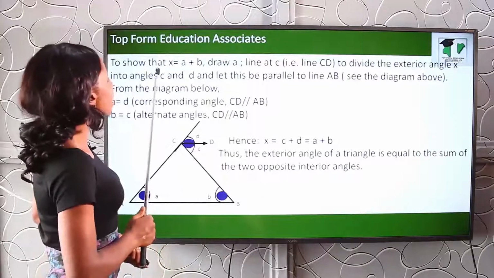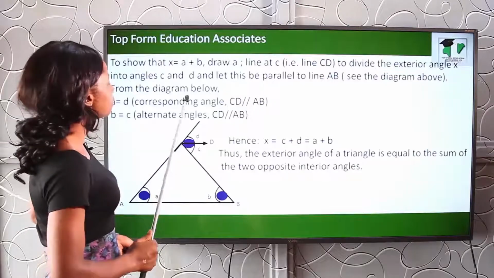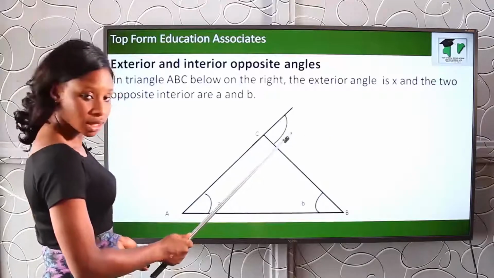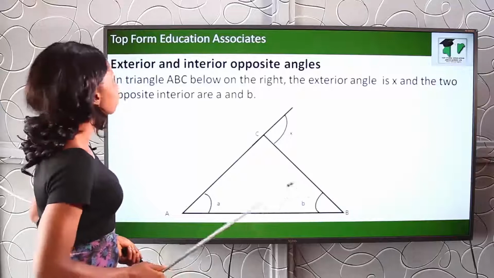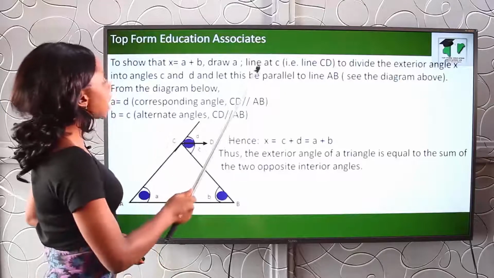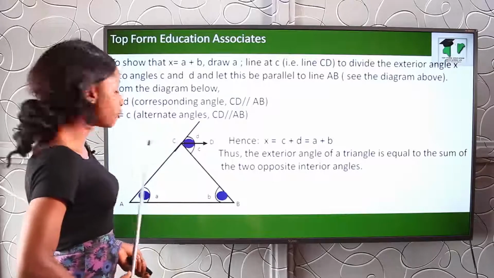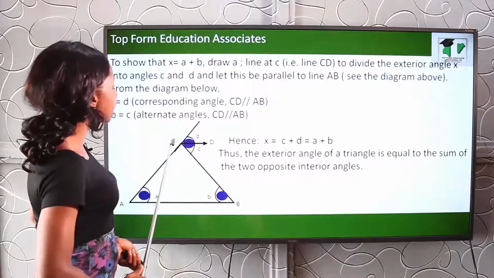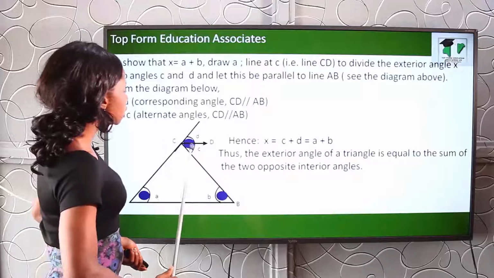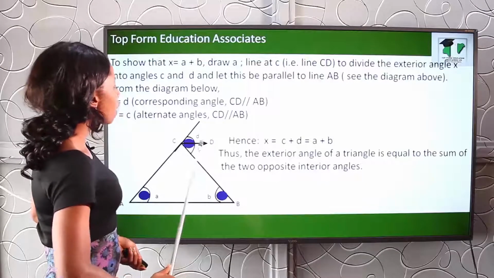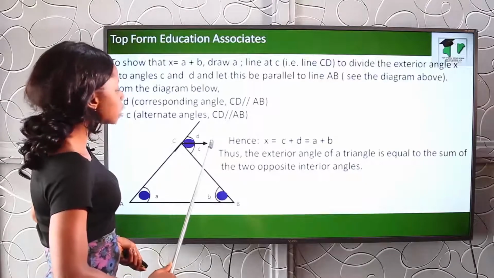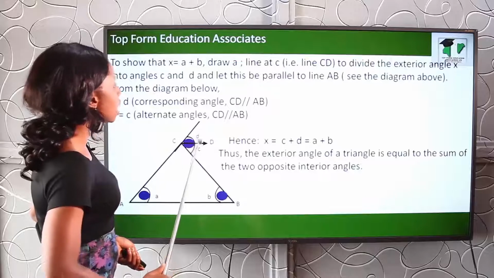Now, to show that X is equal to A and B, we are going to draw a line at C. This is our C. This is the same triangle we had before. We are going to draw a line at C, draw it here, and call it CD. We are going to label it D, separating D and C.